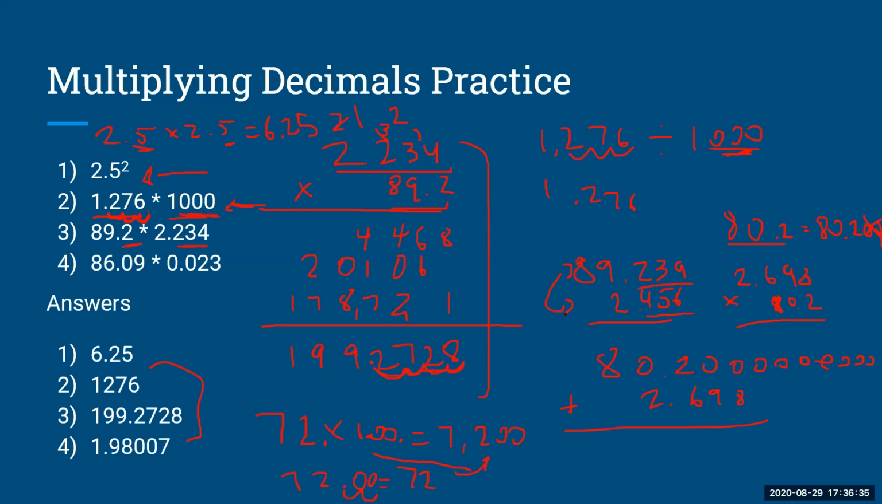Not a little, a lot. So you add how many numbers there are after the decimal. Yeah, basically. There are three numbers after the decimal point in one number, and one number after the decimal point in the other. So you just add them up together: 3 plus 1 is 4. And then you count that many places to the left in your product.